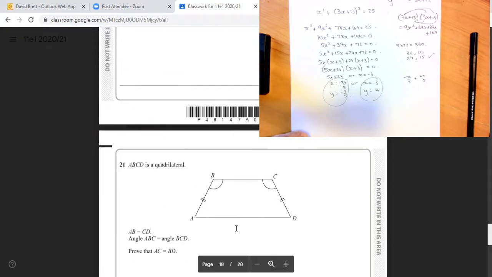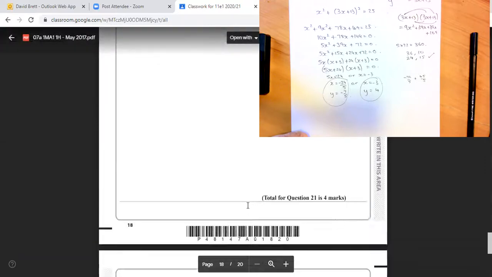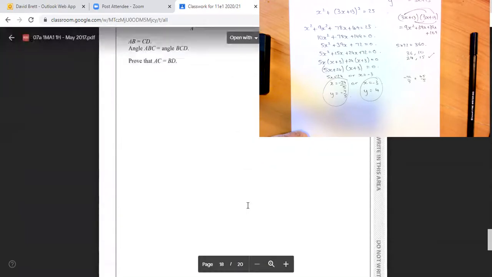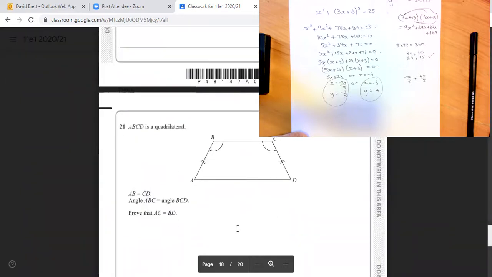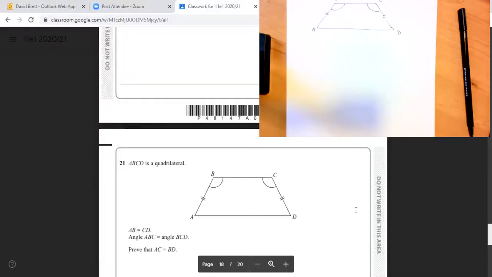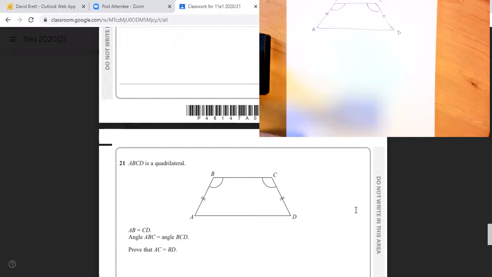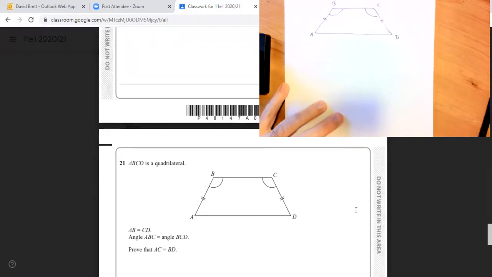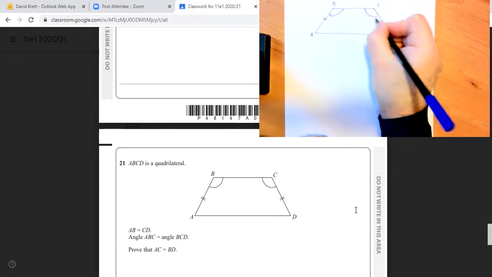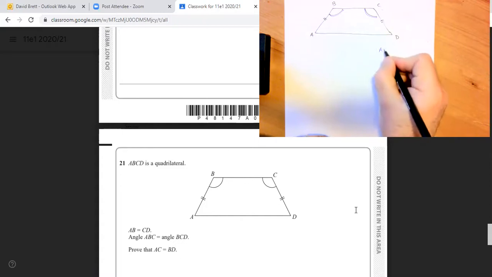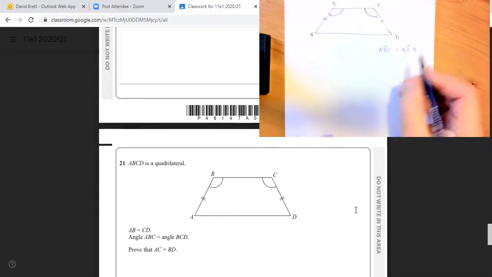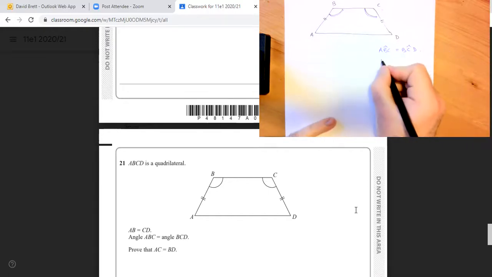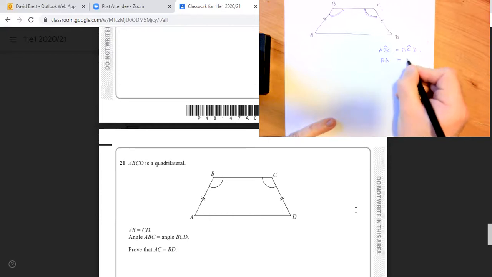Okay, so a nice proof question. Oh, I thought it was going to be the end. It's not. A nice proof question. Okay, so I'm just going to draw the diagram. There's my diagram. I know from the question that this angle and this angle are the same, so ABC equals BCD. It also tells me that side BA equals CD.